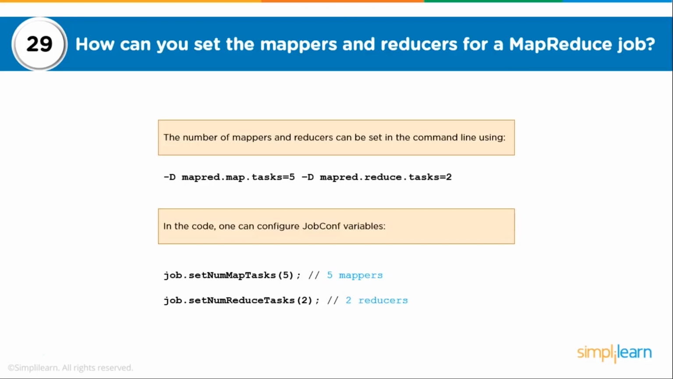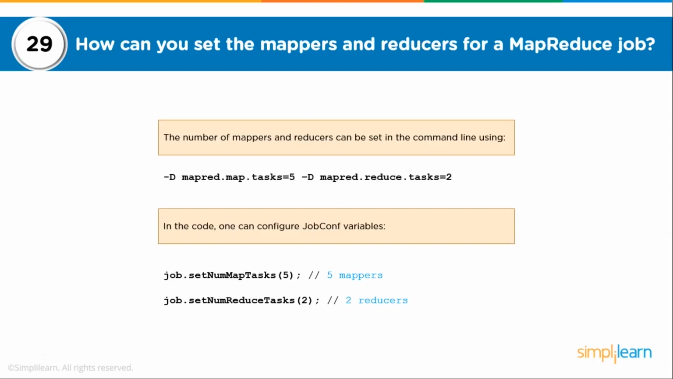How can you set the mappers and reducers for a MapReduce job? So these are the properties. The number of mappers and reducers, as I mentioned earlier, can be customized. By default, your number of map tasks depends on the split, and the number of reduce tasks depends on the partitioning phase, which decides the number of reduce tasks which would be used depending on the keys.